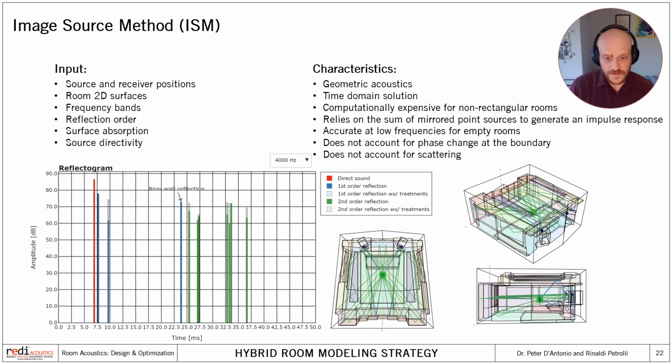Despite these limitations, it's incredibly effective for quickly and precisely identifying reflection points, which is where we mainly use it. On the left, we can see a reflectogram, which shows the timing of each reflection and their amplitude, factoring in surface absorption and source directivity. This helps us evaluate the early reflections arriving within the reflection-free zone and whether they are sufficiently attenuated or not.